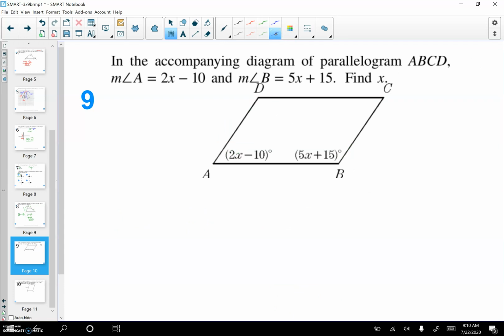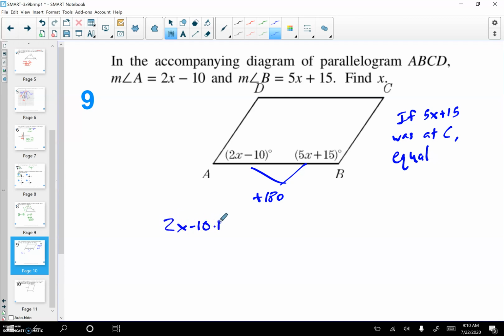Parallelogram, angle A is 2x minus 10. Angle B is 5x plus 15. So remember, when they are next to each other, they add to 180, right? If 5x plus 15 was at C, you'd be setting them equal to each other. All right, so remember, next to each other, add to 180, across from each other, equal.